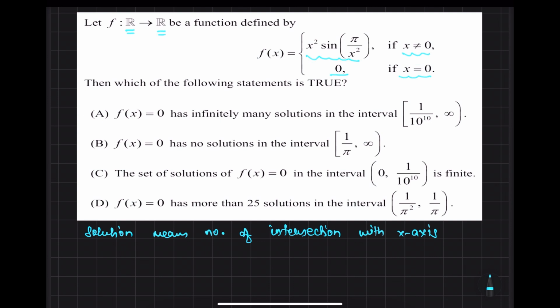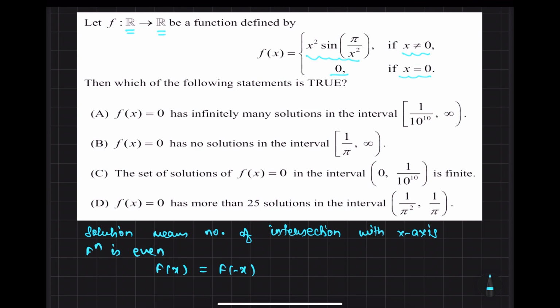Now, look at your function. What I feel is that our function is even. Why? If you observe f of x and f of minus x, it will be the same. So if f of x equals f of minus x, it is an even function. Now, you know that if a function is even, it will be symmetric about the y-axis. The part after the origin will be the same as before the origin.